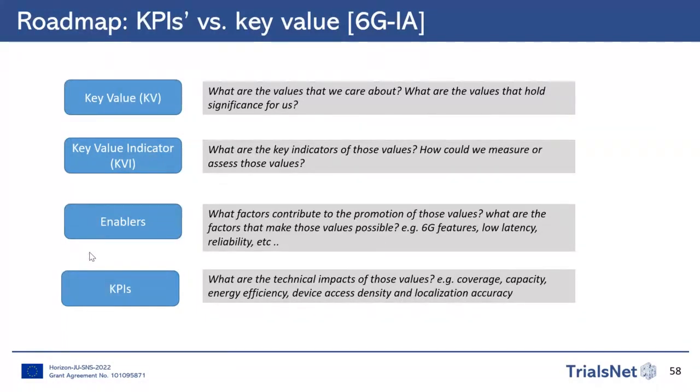So there are different ways how we could measure this value, and most importantly, we would like as well to look at what are the enablers of this value, what are the contributors, or how this value could happen for those use cases. This would be related to a certain part of the technology, for example, a certain part of 6G features, or low latency, or reliability, and so on. And then we will look at the relation between key values and the key KPIs that Paolo talked about previously, and what are the technical impacts of those values. Next slide, please.